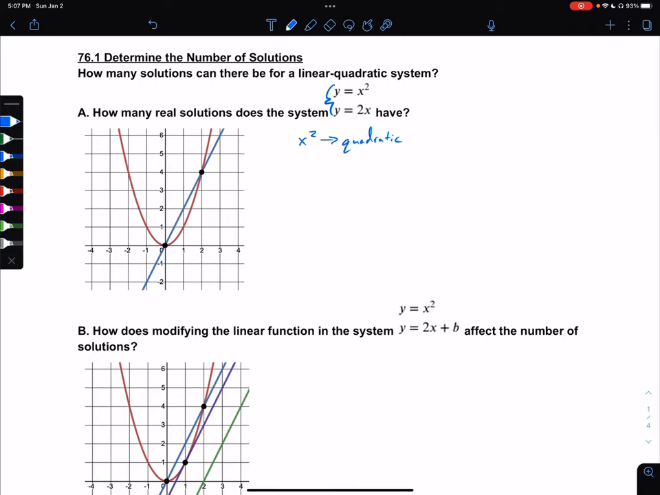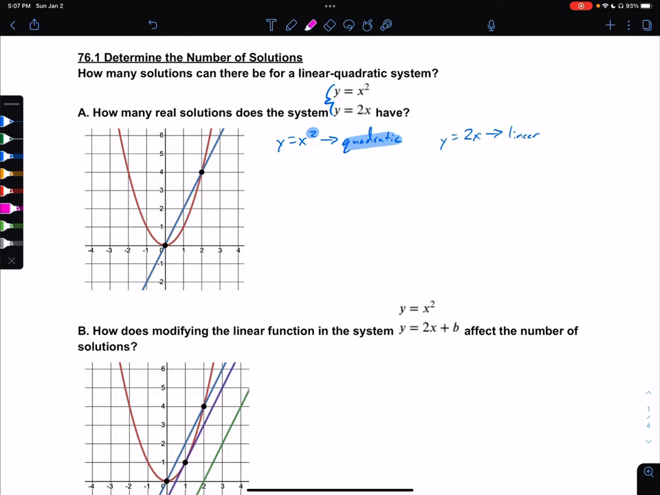I'm going to keep this pretty quick, and let's say y equals x squared. And we have y equals 2x, which is our linear part of our system. Right, quadratic would have a squared, so that's why it's quadratic. Linear, our highest power would be 1, so we just have x. All right, so how many real solutions does the system have?